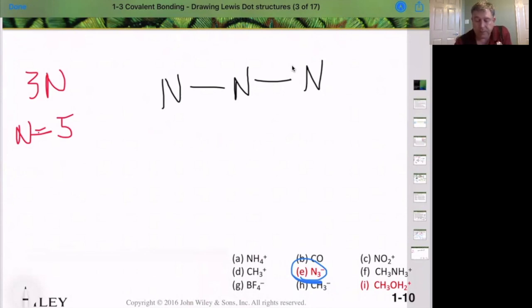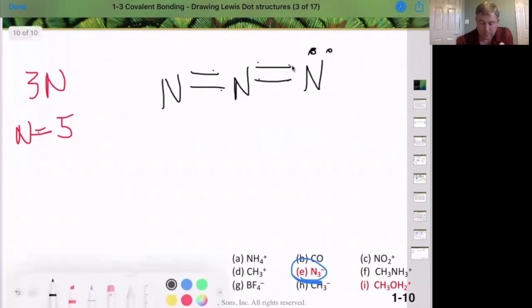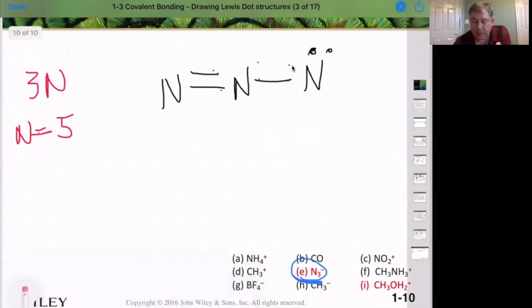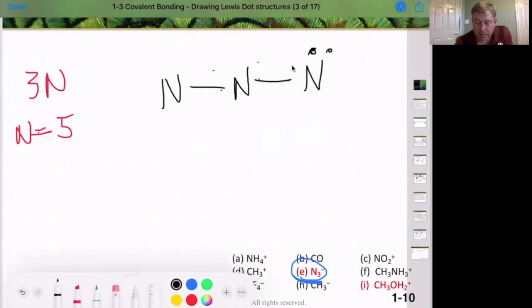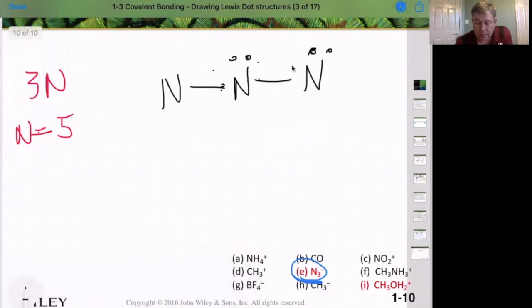Nitrogen brought 5 electrons. Let's just start with putting the 5 electrons around each of the nitrogens first. So we have 1, 2, 3, 4, 5 around each one. Each of the nitrogens now has 5 electrons around it.